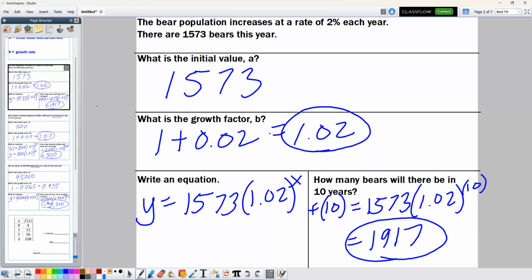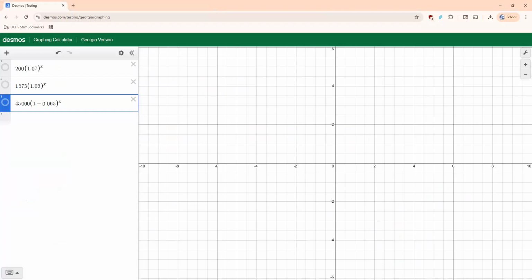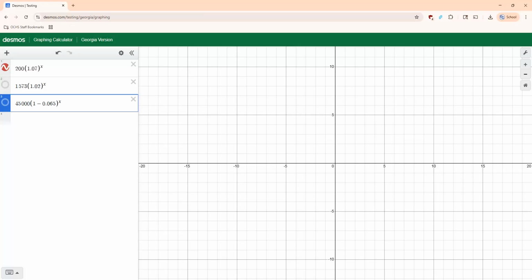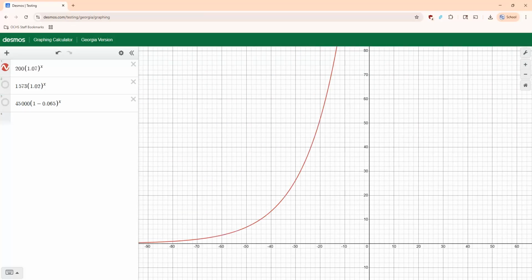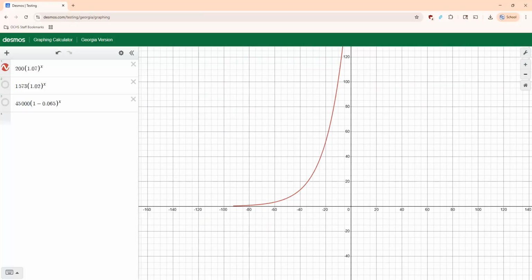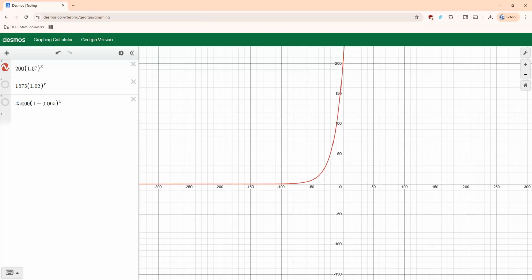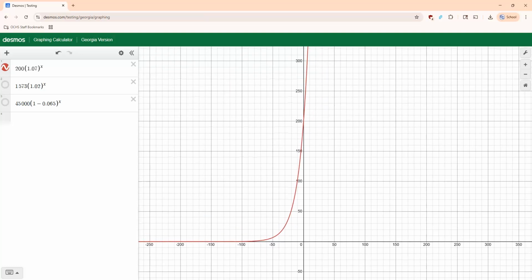All right, let's look at these. I've got this pulled up right here for us. We've got our student athletes right here, the one that we talked about with our example with student athletes at OCHS. It's increasing by, I think it said, like 7% each year, and our initial value is 200.